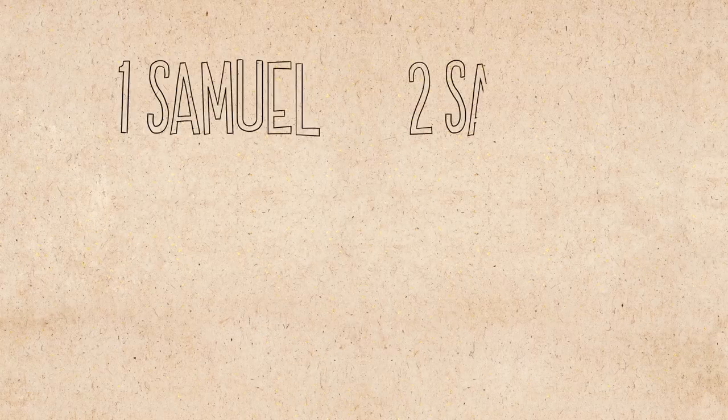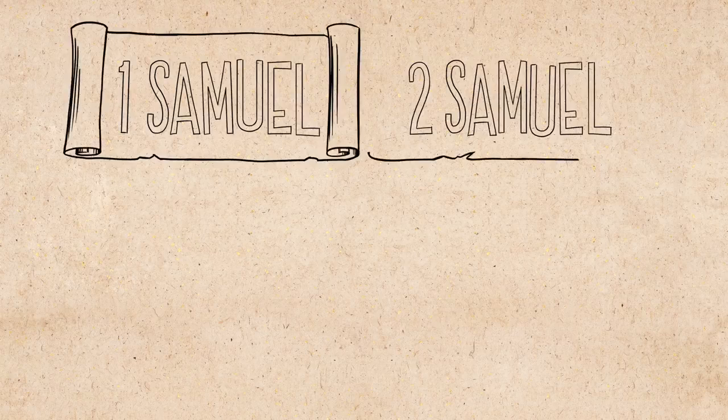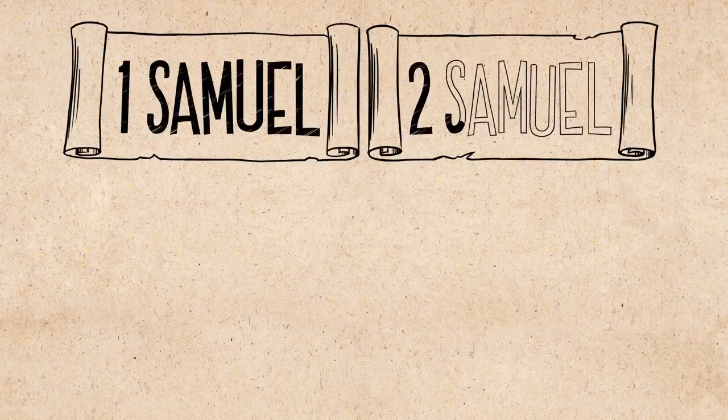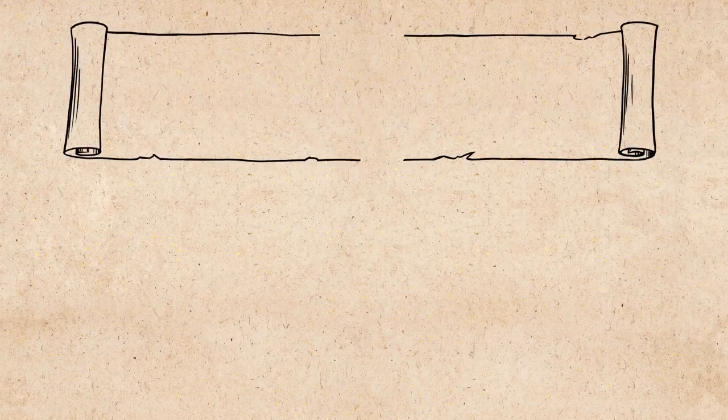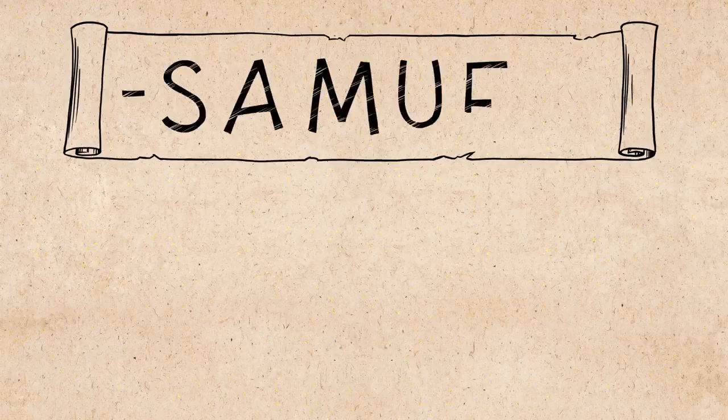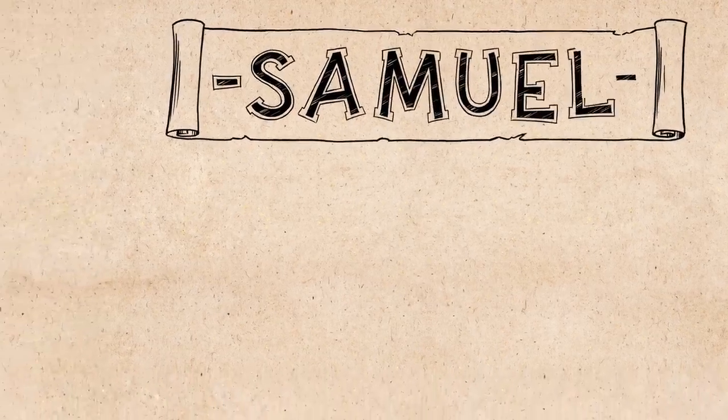The books of 1st and 2nd Samuel. They're two separate books in our modern Bibles, but that division is due simply to scroll length. It was originally written as one coherent story. We're just going to cover the book of 1 Samuel in this video.